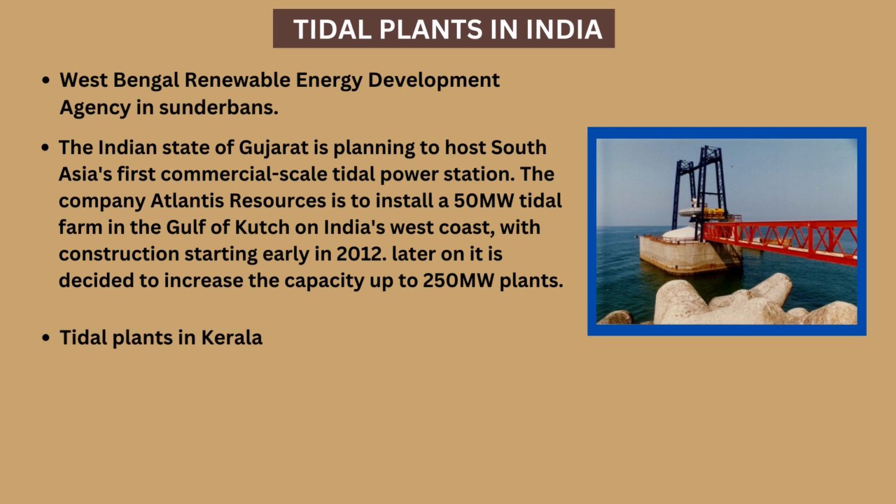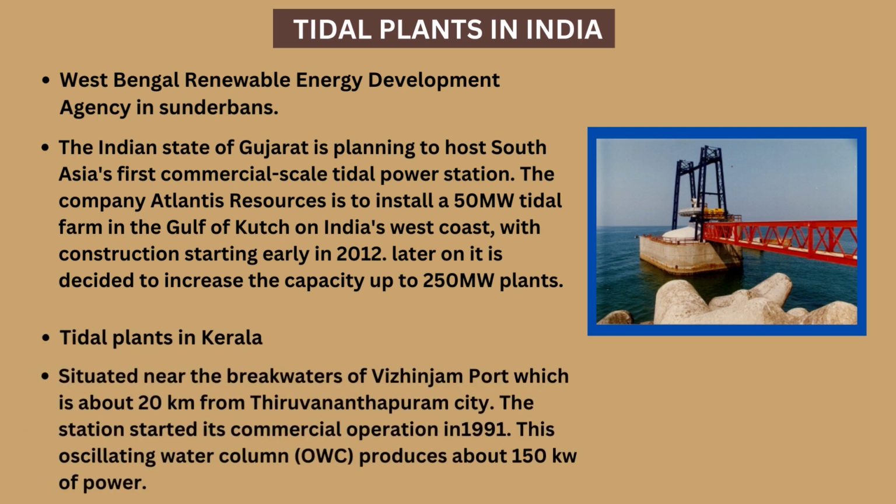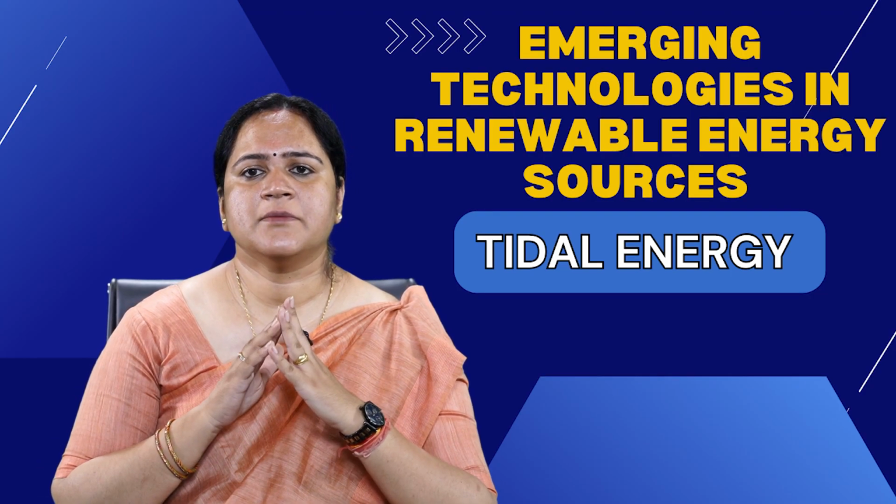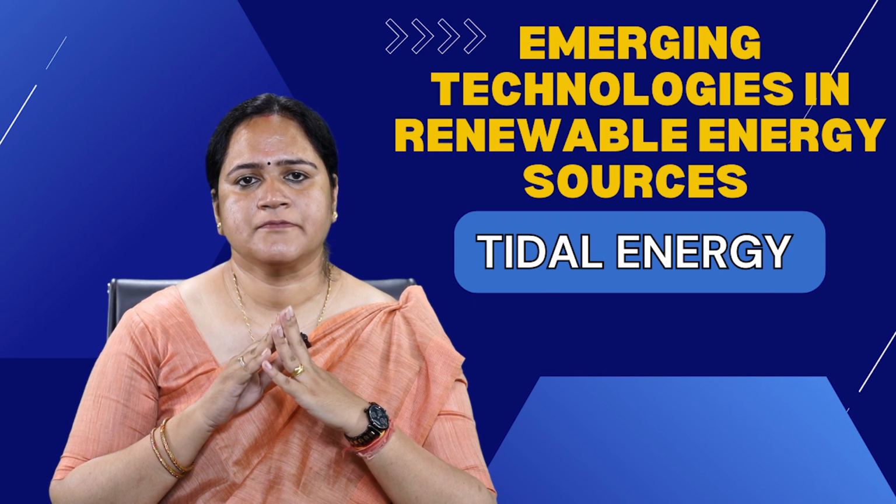Then tidal plants in Kerala are situated near the breakwaters of Vizhinjam port, which is about 20 km from Thiruvananthapuram city. The station started its commercial operation in 1991, and this oscillating water column produces about 150 kilowatts of power.